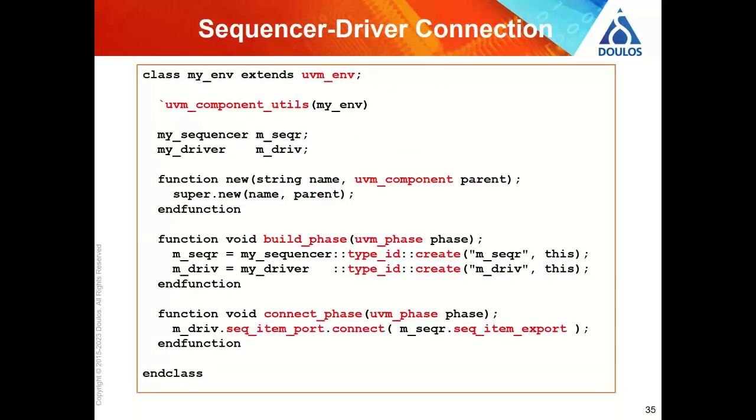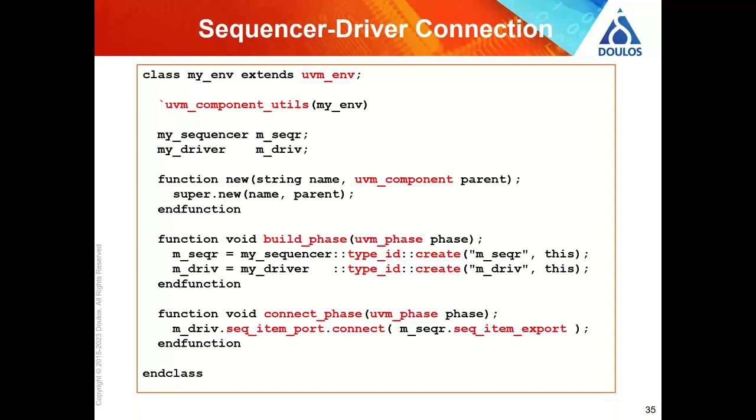Now in the environment, it's a bit more complex because we've got multiple components to connect. We've got an instance of the sequencer and an instance of the driver. Both of those we'll need to call new create for. So in the build phase, we've now got two calls to create, one for the sequencer, one for the driver. Again, it's using the factory. And notice that when we call create, we specify this hierarchical name.